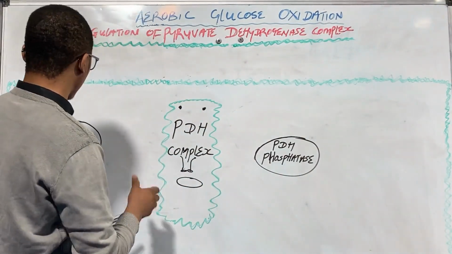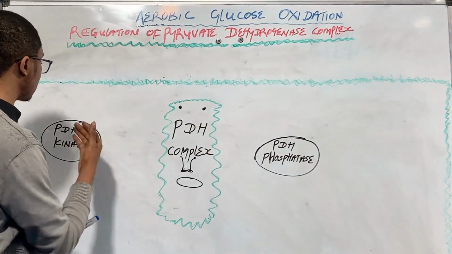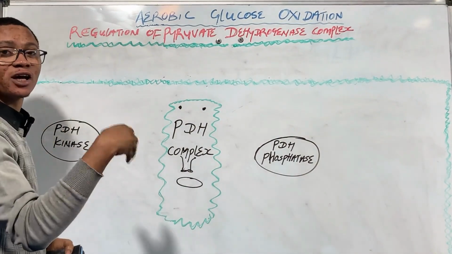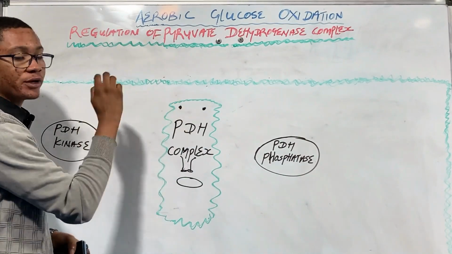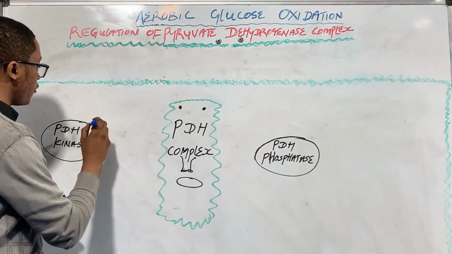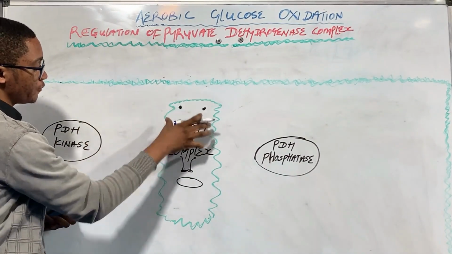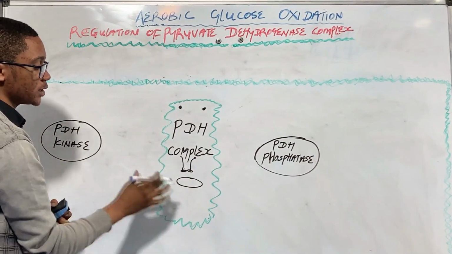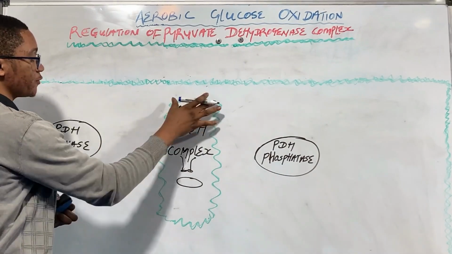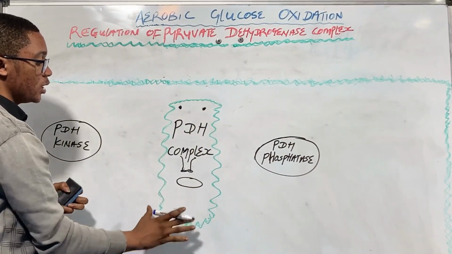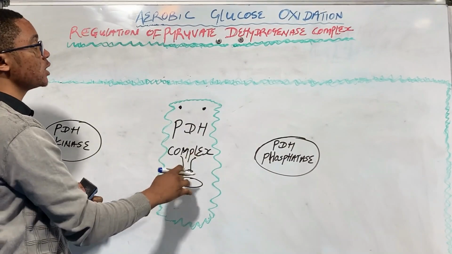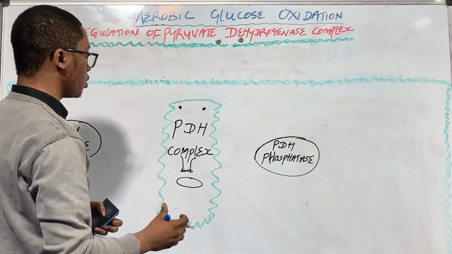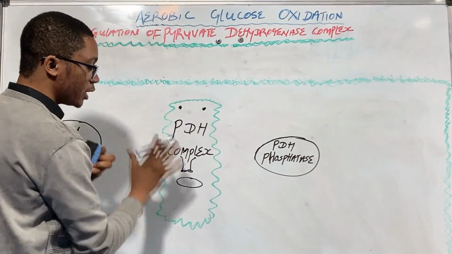So here we have the pyruvate dehydrogenase kinase. What a kinase actually does, from our last video on glycolysis, is phosphorylate. We say kinase phosphorylates, which means it adds phosphate groups onto this pyruvate dehydrogenase complex. Once it adds phosphates to this complex, the complex becomes inactive, which means the process of aerobic glucose oxidation cannot be carried out because this complex is already inactive.